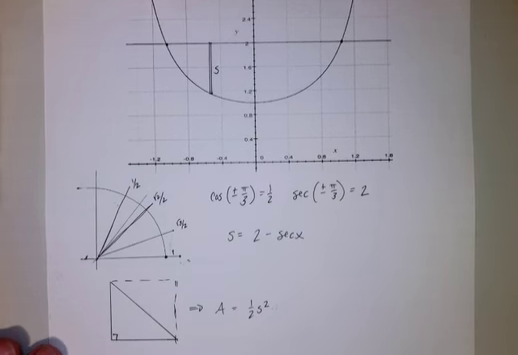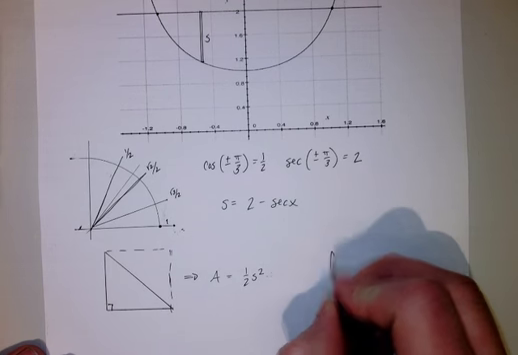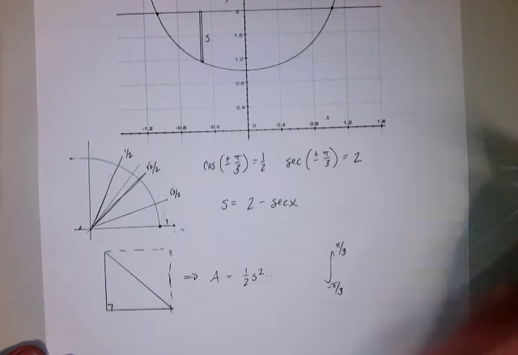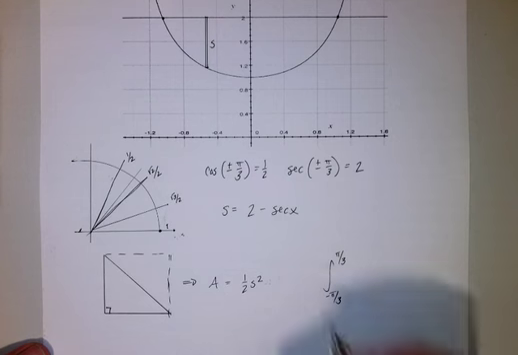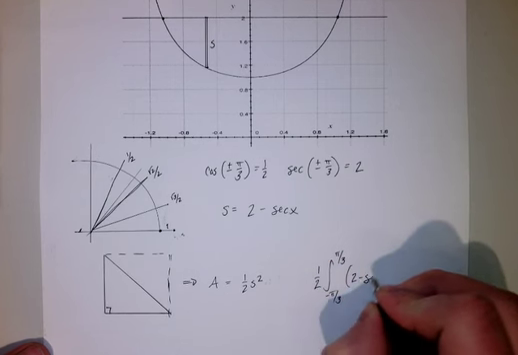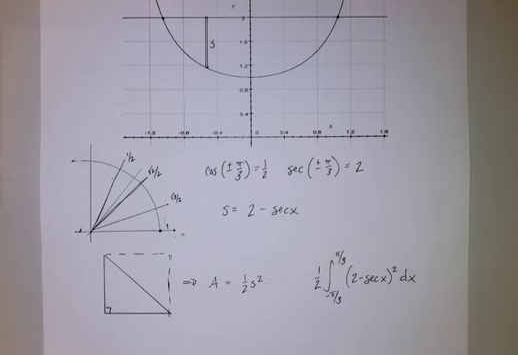Well, now I have everything that I need. I have my limits of integration, okay, negative pi over 3 to pi over 3. And of course there's symmetry, and I could go from 0 to pi over 3 and double it, but let's not worry about that right now. The integral of 1/2 s squared dx. And that's it. Okay? Really, really easy.